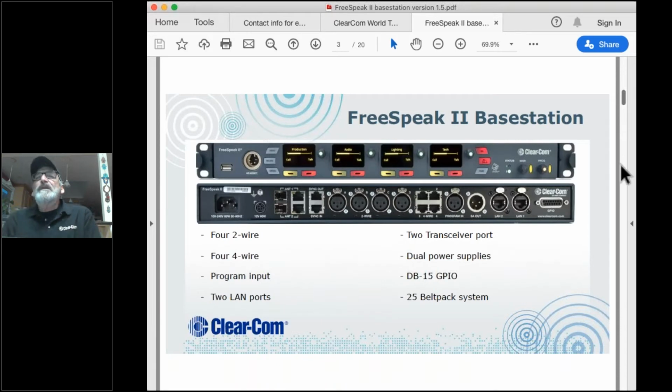There we go. So the front panel, obviously we see the 4 key sets. It's a Freespeak II base station. Let's talk a little bit about the rack ears for just a moment. The rack ears are separate from the actual front plate of the base station.